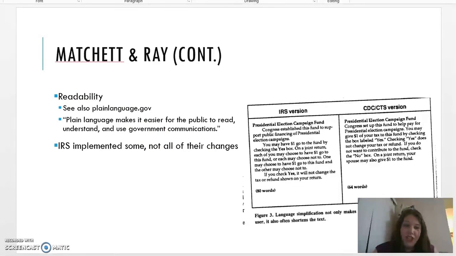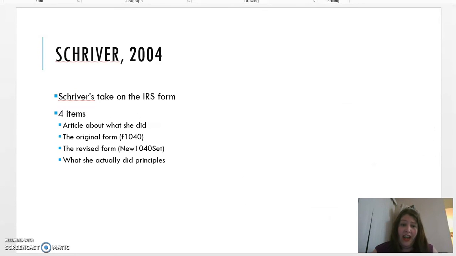Now, we're going to switch gears and go to Schriver, and now this is in 2003, 2004. So Schriver starts working on this in 2003, and this is her take on the IRS form. I believe it may have appeared in one of the TechCom journals, but you're going to find these documents in the course documents folder, and also a link to a website I want you to take a look at. There's a good blog post there that summarizes it.